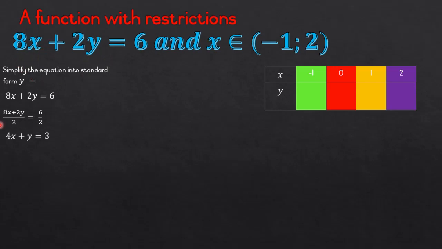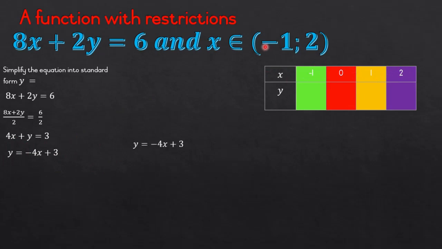Now we just need to get rid of this 4x because y is already on its own. So 4x minus 4x on both sides. Therefore, we have y is equal to negative 4x plus 3. Now that we've got our formula in a standard form, we can now take our x values and substitute it into our table.